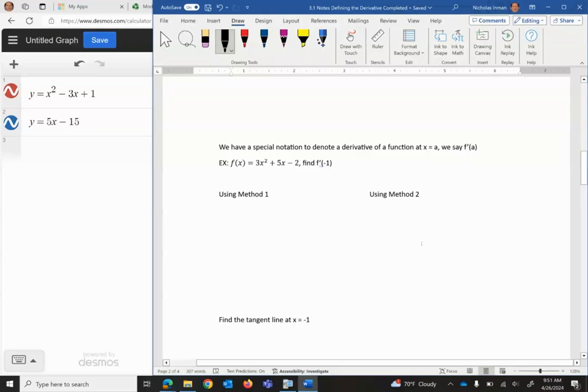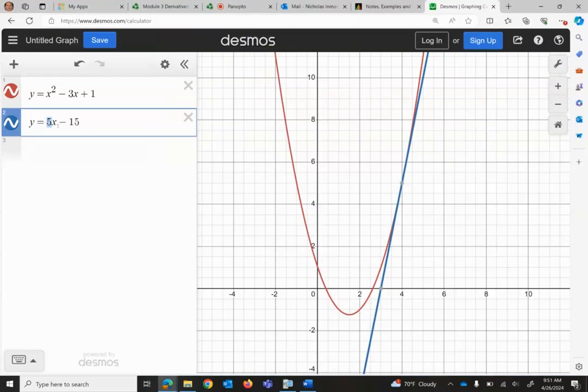In general, again, a derivative finds the slope of that tangent line. All right, so we're finding this slope value. And it will always kind of change as you move that value of a.